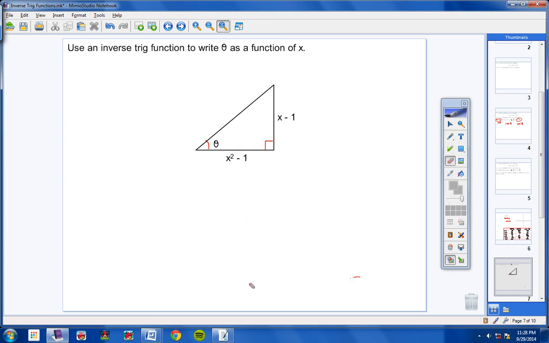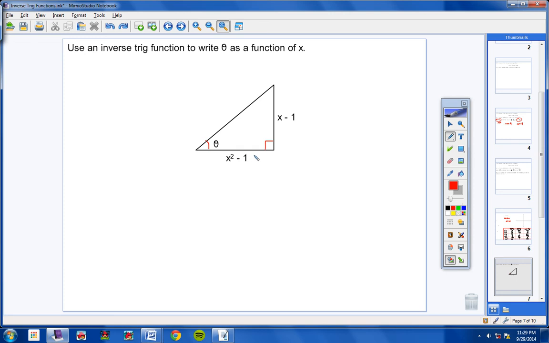So with that in mind, if I'm asking you to write theta as a function of x, that just means you want to have theta all by itself, and then the only unknown you want to have over here is x. Okay? Theta as a function of x. You want theta by itself, and then you want to have only the x variable on the other side of the equation. So it sounds pretty difficult to do, but if you think about this, it's not too difficult.